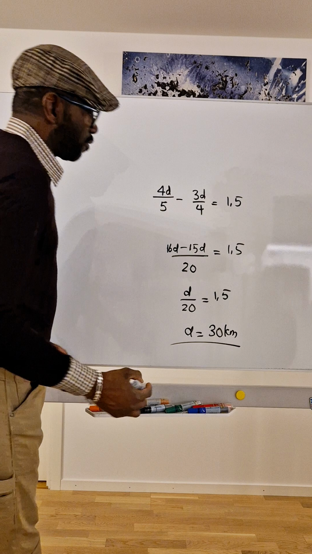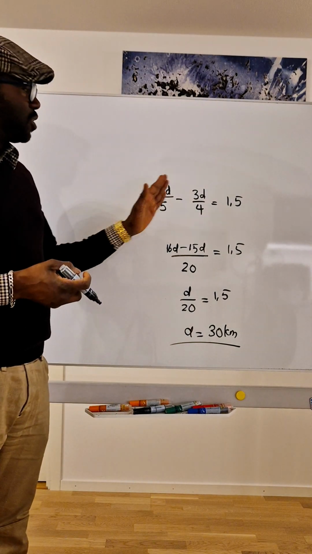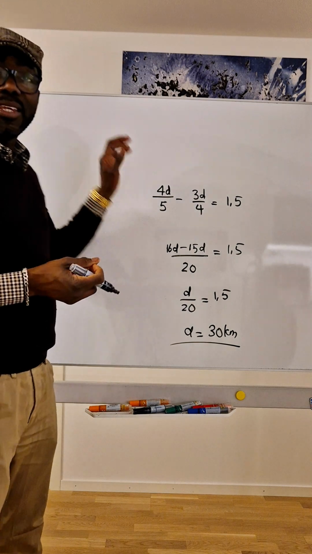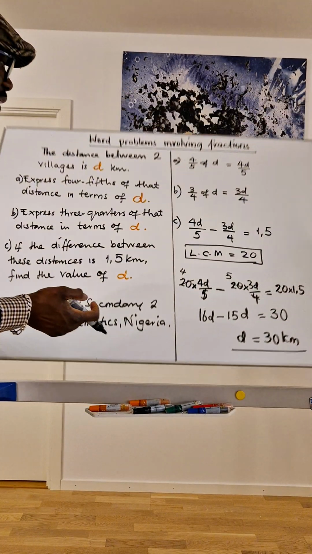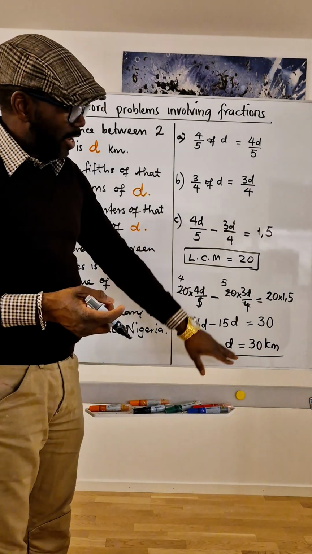So this is what many of you are used to, but it's all the same. You can just multiply every term here by 20, like I did on the previous page. Look at it here. So I multiply this by 20, that by 20, and that by 20. You get the same result.